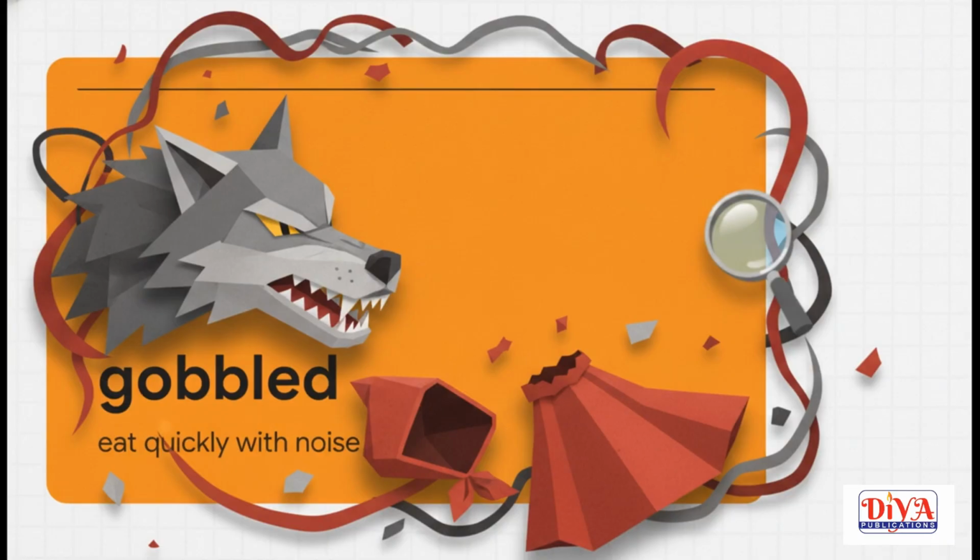First up, gobbled. The glossary defines this as eat quickly with noise. The author didn't just say the wolf ate Granny, he gobbled her. That specific verb perfectly captures the aggressive, predatory, chaotic energy of the wolf the second he gets inside that cottage. It just paints such a more frightening, vivid picture for the reader.